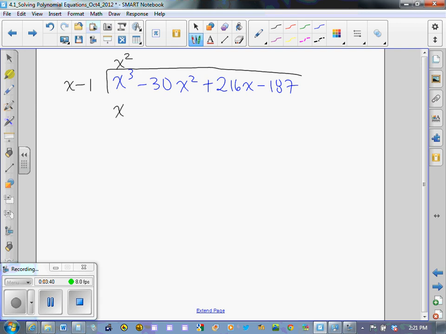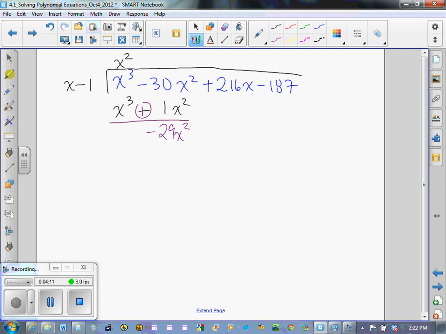If we distribute x over x squared, we have x cubed. And from that, we're going to be subtracting 1x squared. So let's go ahead and subtract. So the cubic terms drop out. We're going to subtract a negative, which makes that a positive, and we can add minus 30 and 1, which is going to give us minus 29 x squared.